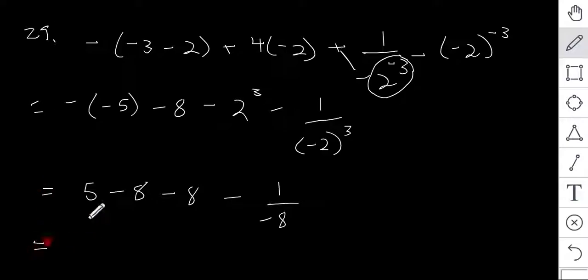If we were going to add all these, this would be -16 plus 5 would be -11. These would make a positive, so it's going to be +1/8. And then we're just going to subtract 1/8 from -11, and it will be -10 7/8, or you can make it improper. So that is it for lesson 17.